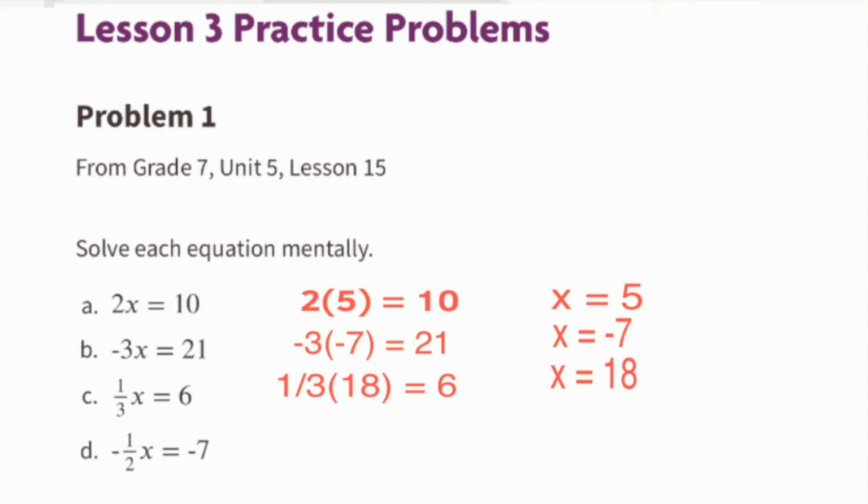D. Negative 1/2 x equals negative 7. I know that a negative times a positive equals a negative. So x is going to be a positive. And 7 divided by 1/2 equals 14. I also know that 7 is half of 14. x equals 14. Look at the equation one more time. We can think of it as half of 14 equals 7, so negative half of 14 equals negative 7.